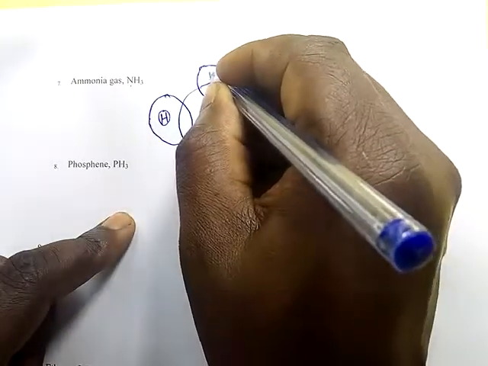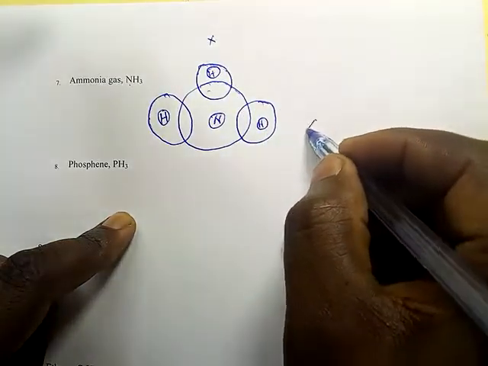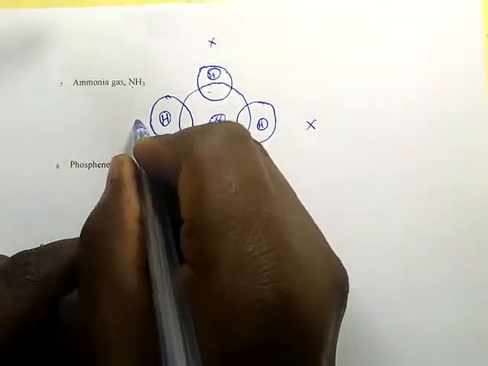Hydrogen, hydrogen, hydrogen. Hydrogen has got 1 electron. Hydrogen has another 1 electron. Hydrogen has 1 electron.